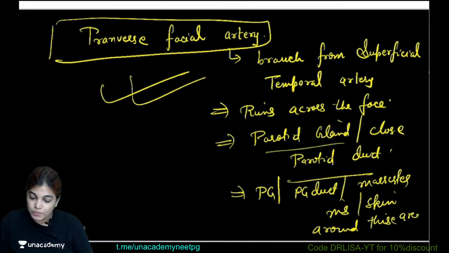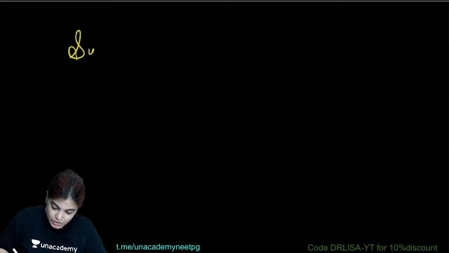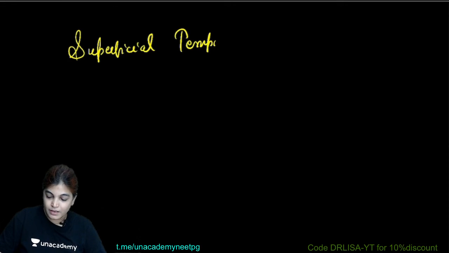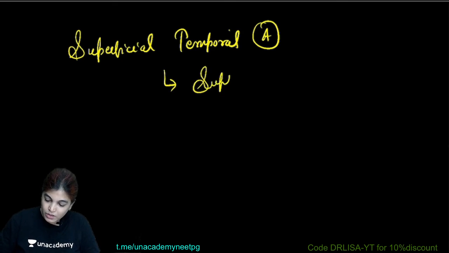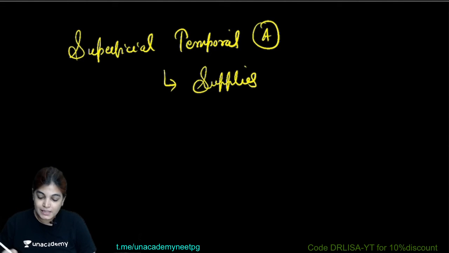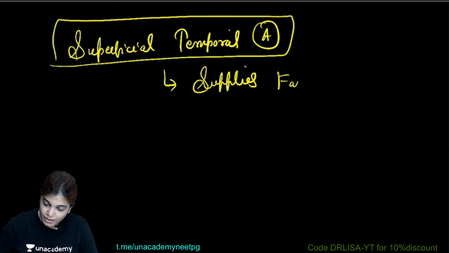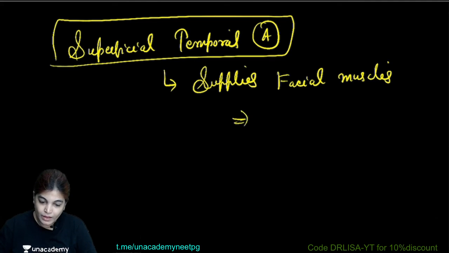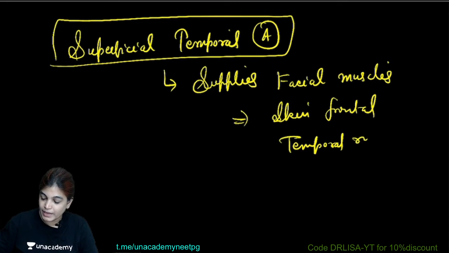Now we have talked about the transverse facial artery. The next artery which was given in the option was the superficial temporal artery. It is not supplying the parotid duct and parotid gland, as we have seen. So what does the superficial temporal artery supply? It supplies facial muscles, skin of the frontal area, and temporal region. So it is supplying facial muscle and skin around the frontal and temporal region.